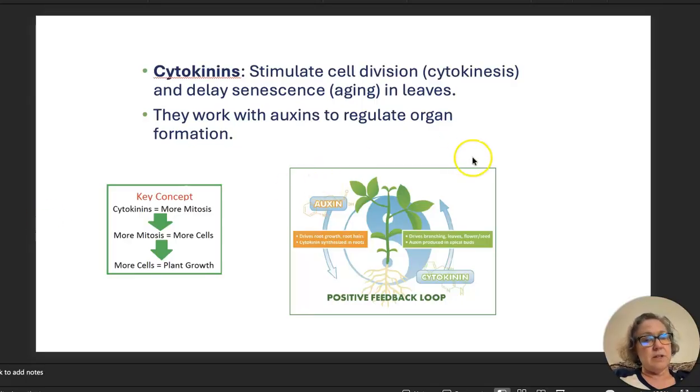Cytokinins. So these stimulate cell division and they delay aging in leaves. And again, they work with auxin to regulate organ formation.